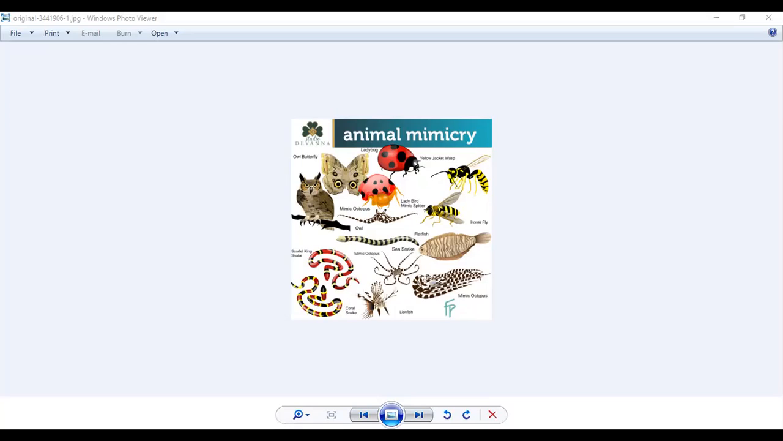So we find there are two types of parasitism. Can anyone tell me what the two types of parasitism, or the two different types of parasites, are? Do you know, guys?